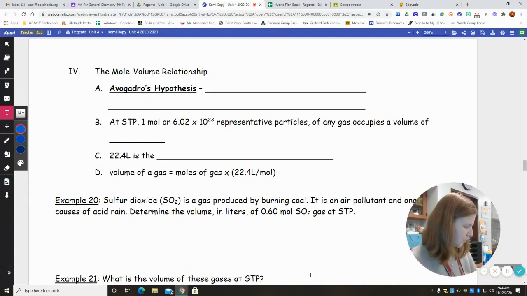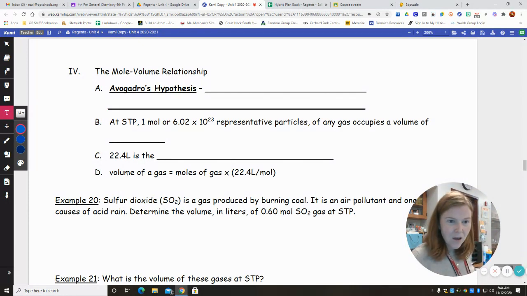Hi guys. So our video for today is going to be pretty short because we really only have two things to talk about quickly. So in your note packet, we're going to be on page number 6 up at the top where it talks about mole volume relationship. I'd also recommend having a calculator handy.